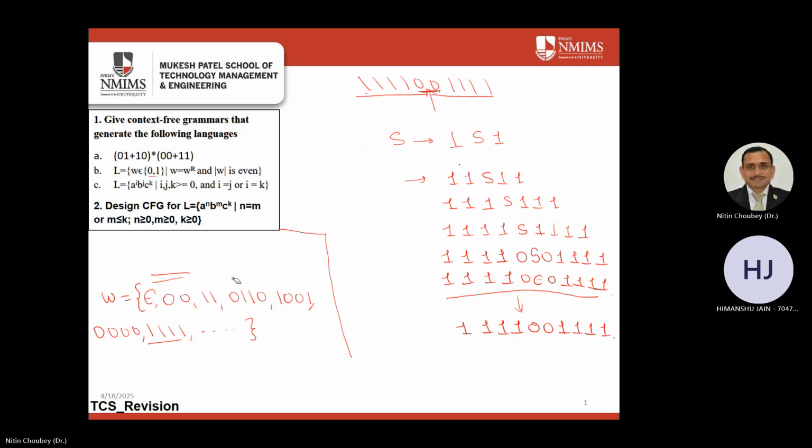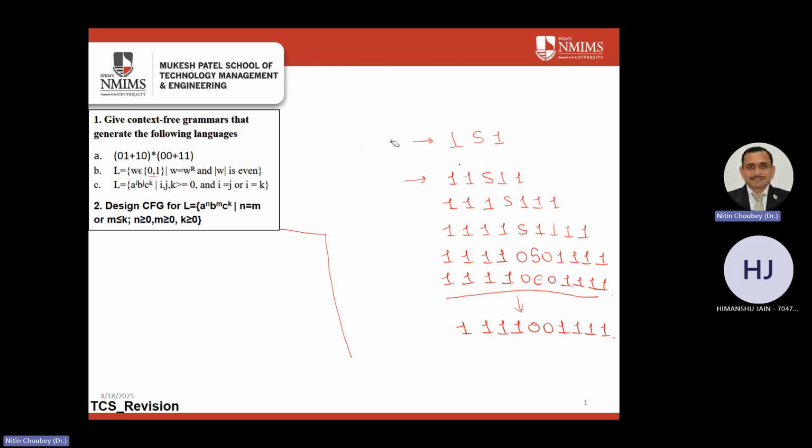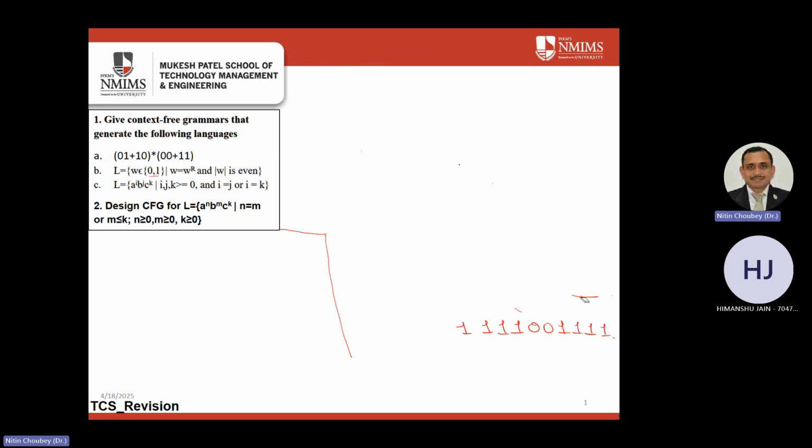Let's go for the third example now. What does it say? It says L equals a raised to power i, b raised to power j, c raised to power k, where i, j, k are greater than or equal to 0. That means i, j, k could be 0 also. When we say 0, that means 0 number of a's, 0 number of b's and 0 number of c's. That could be a feasible string. Next condition is i equals j or i equals k. That means the number of a's is equal to b's or the number of a's is equal to c's. We are talking about two different cases here.